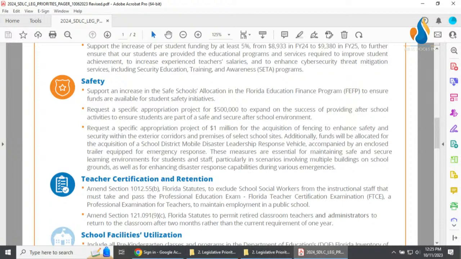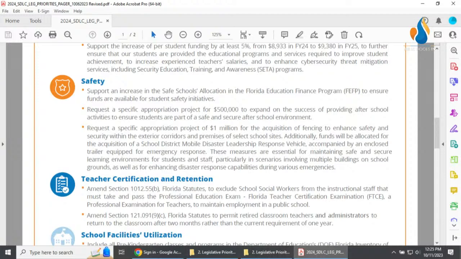It's pretty much to add more layers. Our schools are secure and safe, but adding more layers of safety never hurts, and that is for some of that perimeter fencing that may be needed in some schools, and some of those outdoor corridors that are not fenced in.